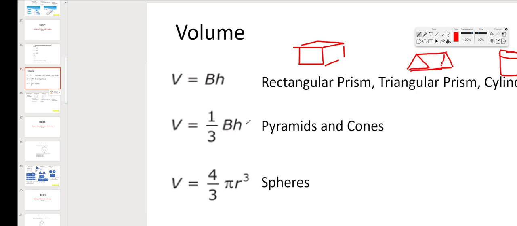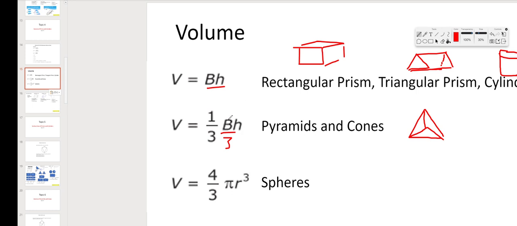Then we have the next formula, where notice you have big B times the H. The big B stands for area of the base. Area of the base times the height, but then you have to divide it by 3. And what is it for? It's for pyramids. For pyramids, you're going to have different types. It could be a rectangular pyramid, a triangular pyramid, a square pyramid. It could be anything. It could be a hexagonal one.